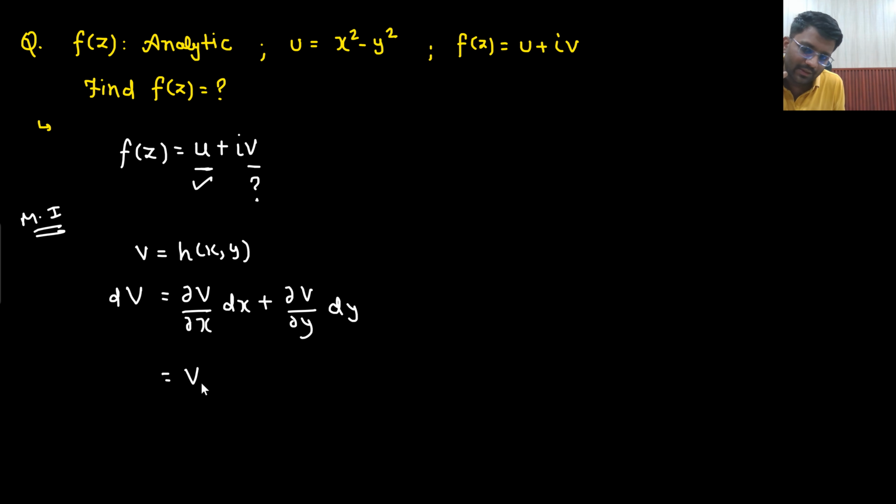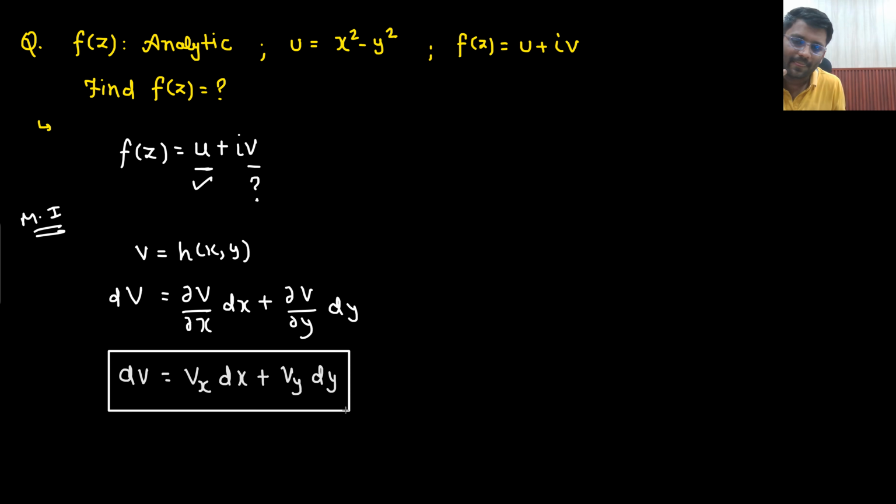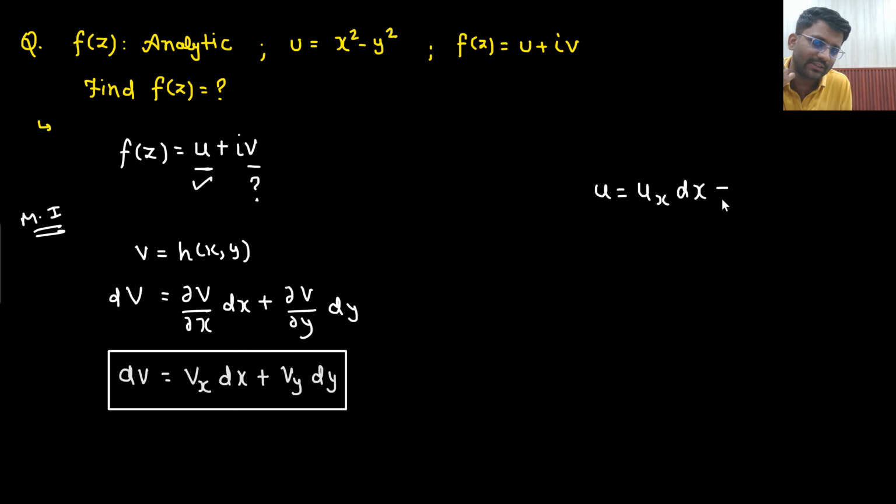Can I write it down in this way? Partial differentiation of v with respect to x plus partial differentiation of v with respect to y. So this line again and again I will be writing down. Similarly, I can write down for u as well. What will be the line for u? Partial differentiation of u with respect to x dot dx plus partial differentiation of u with respect to y dot dy. A similar line I can write down for u as well.